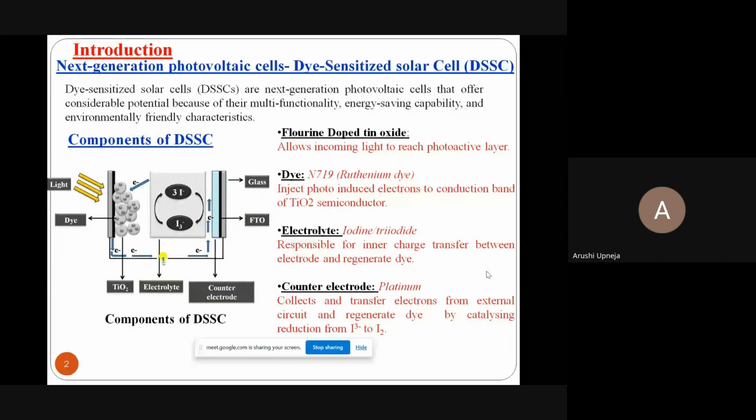First, we go with the fluorine-doped tin oxide, which allows the incoming light to reach the photovoltaic layer. The second component is the dye, N719 ruthenium dye, which injects the excited electron into the conduction band of the titanium oxide semiconductor. The third component is the electrolyte, iodine/triiodide, which is responsible for the charge transfer between the electrodes and regenerates the dye.